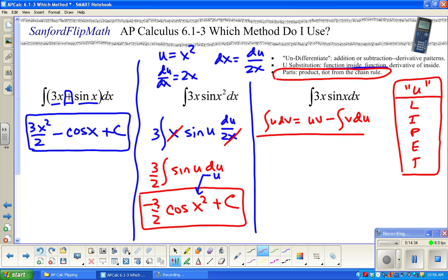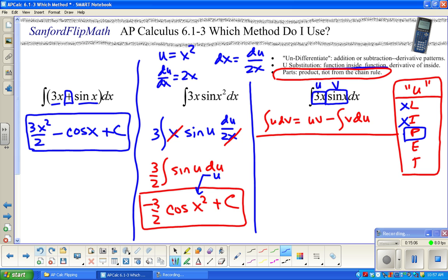Okay, so here we go. I have 3x and I have sine of x. Do I have a log function? No. Do I have inverse trig? No. Do I have a polynomial? Well, 3x is a monomial, which is a polynomial. So I'm going to go with that. So this is u, and this is dv. Now don't just assume, because they're in order from left to right, that that's always the case. That is not always the case.